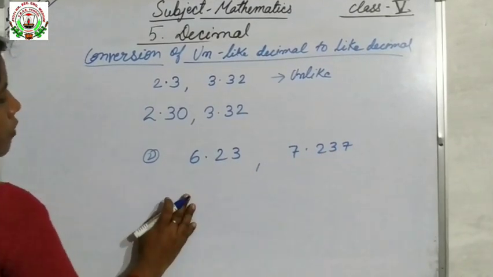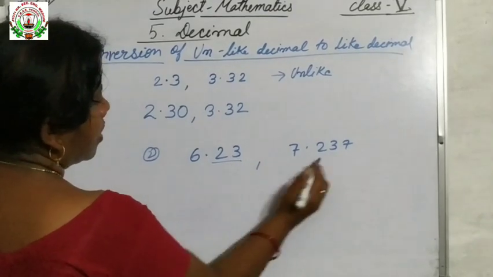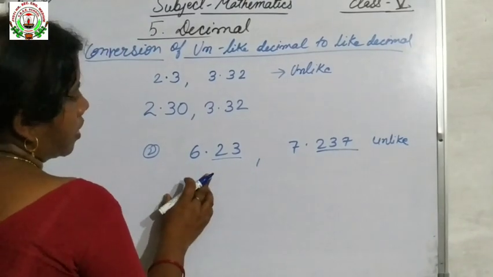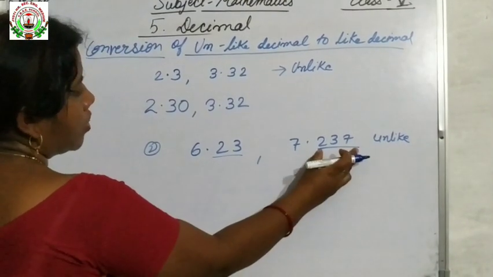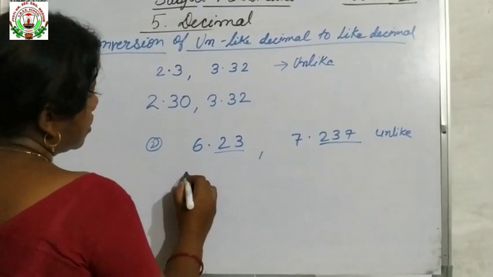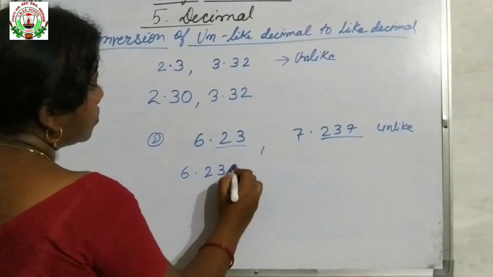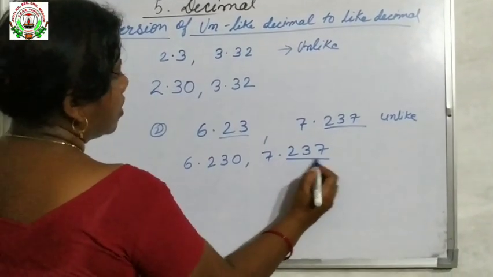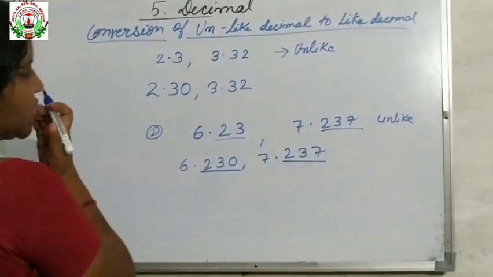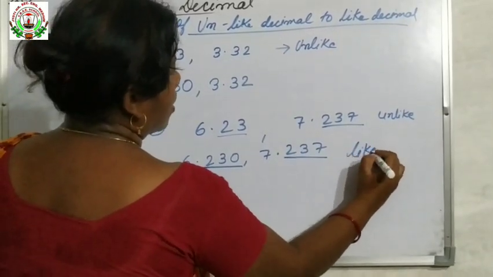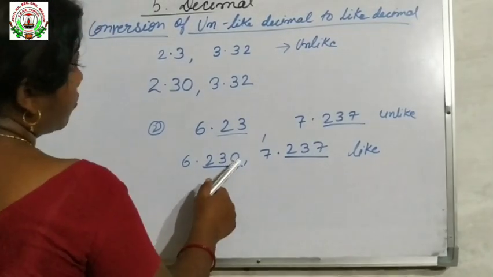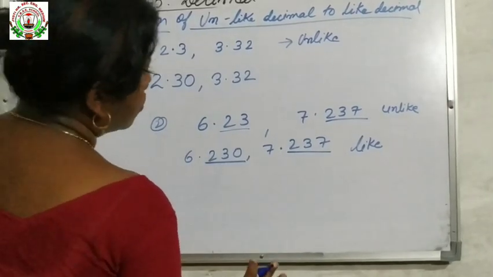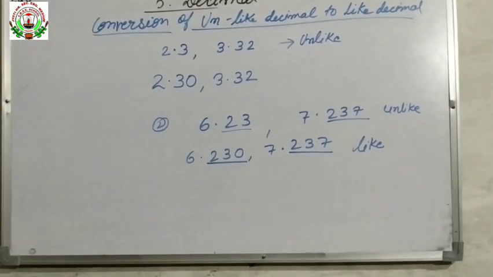Similarly, in another question, suppose 6.23 and 7.237. Here you will see 2 digits after the decimal, here 3 digits. So it is unlike decimals. Now we want to convert into like decimals. Here 3 digits are there, so we will make 3 digits here: 6.230, and the value will be the same. Now see, after the decimal 3 digits and after the decimal 3 digits. So it becomes like decimals. Understood? One more thing, children: when we put zeros, the value will not change. Understood? So how to convert unlike decimals to like decimals?